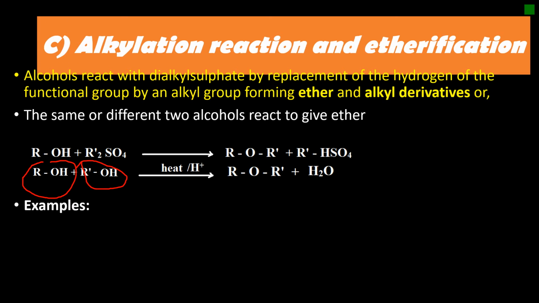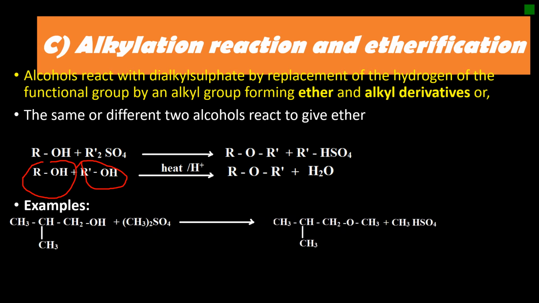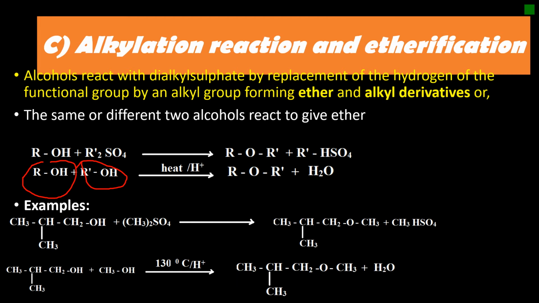Let us have examples. Here we have an alcohol which is going to react with the methyl sulfate to give ether and the methyl hydrogen sulfate. I think this example is clear. We can also have this alcohol which is going to react with the methanol. The two alcohols are going to react to give an ether molecule and water. I think also the examples are very clear.